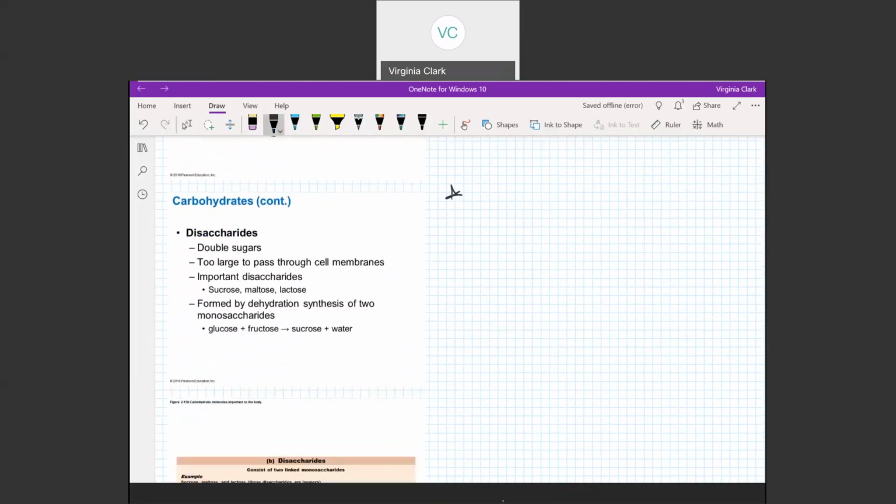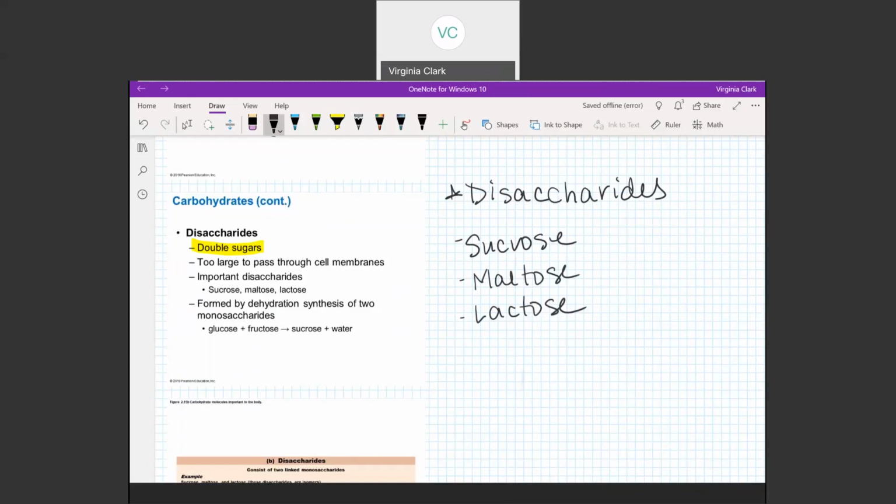So when you do a disaccharide, there are some very common combinations of these 2. These are going to be double sugars, so it's 2 monomers. These are decently big, so they're too large to pass through cell membranes. And the important ones you need to know are sucrose, maltose, and lactose.